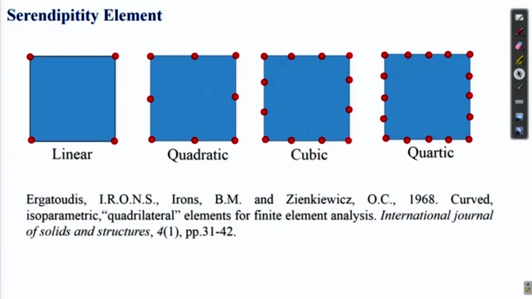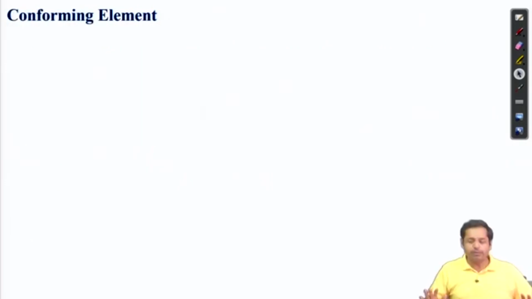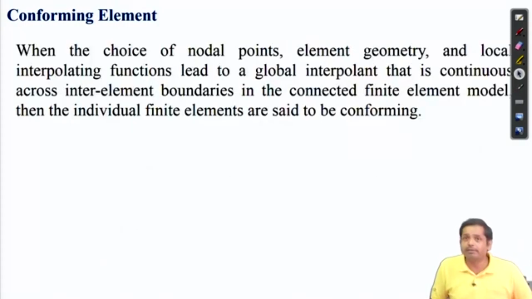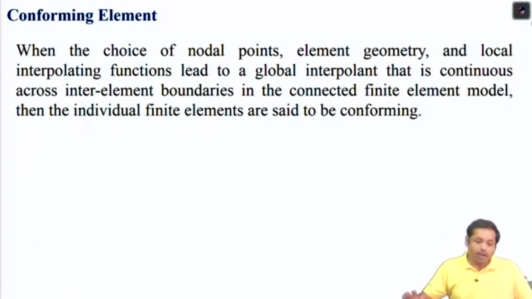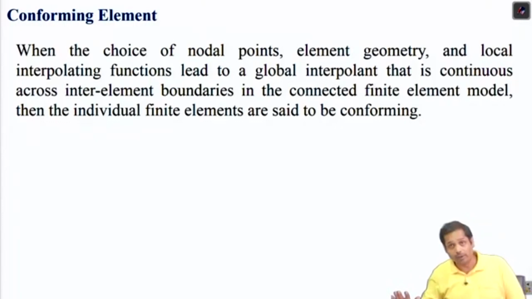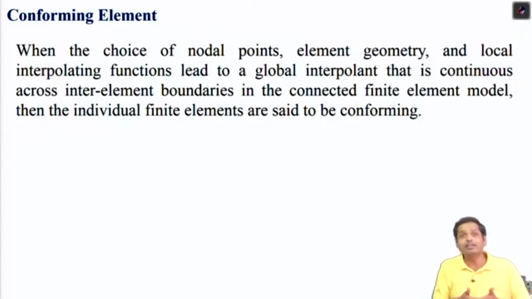Now, before we close, conforming is one term. It is not very different from the continuity we had already discussed, but just for completeness, because this is the term that you will see in any finite element book. Conforming element means, we had already discussed this, when the choice of nodal points, element geometry and local interpolation function leads to a global interpolant that is continuous across the inter-element boundaries.